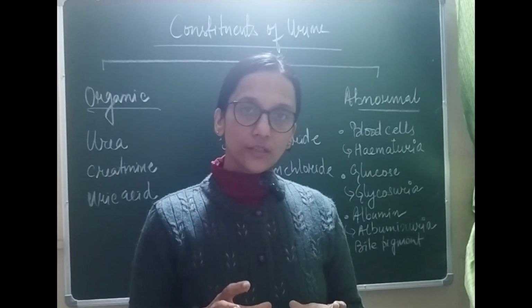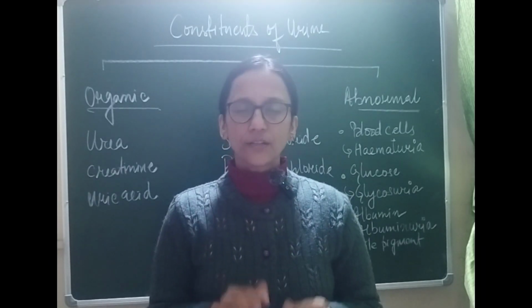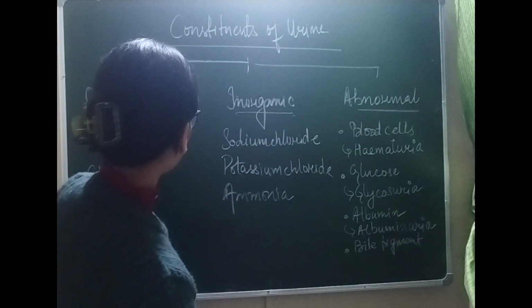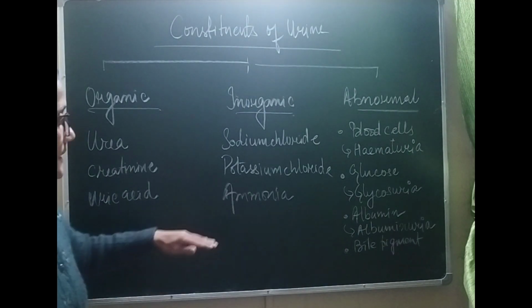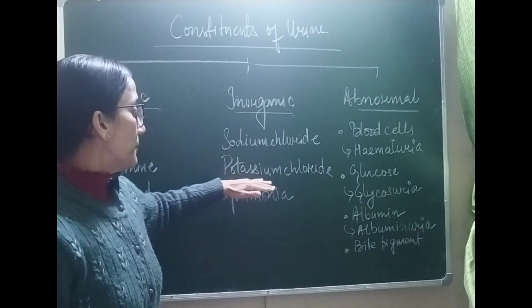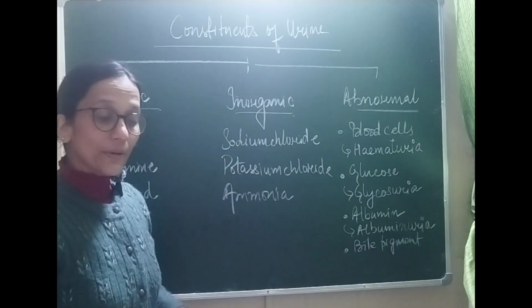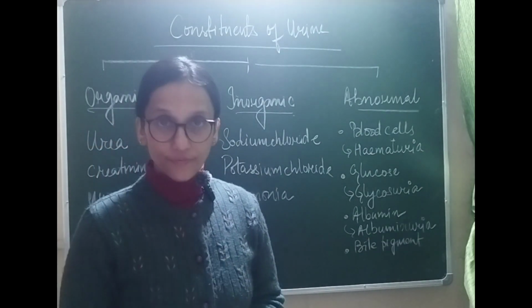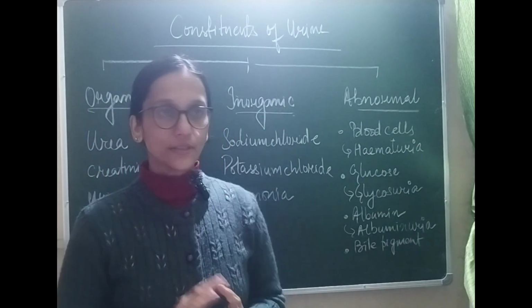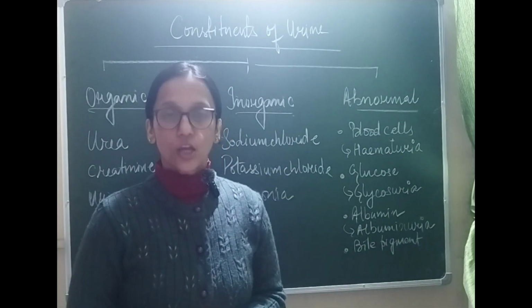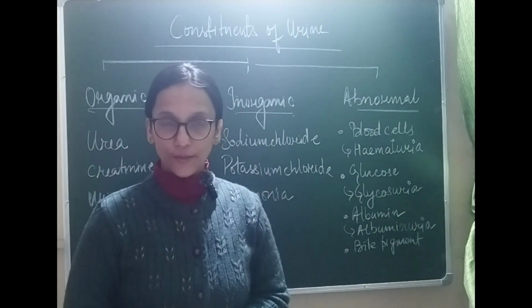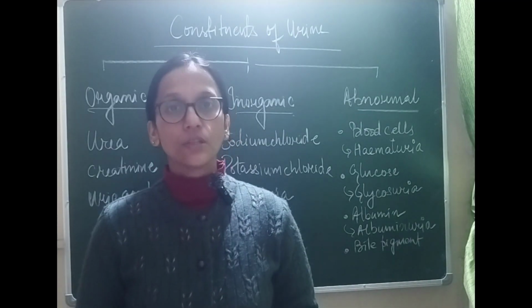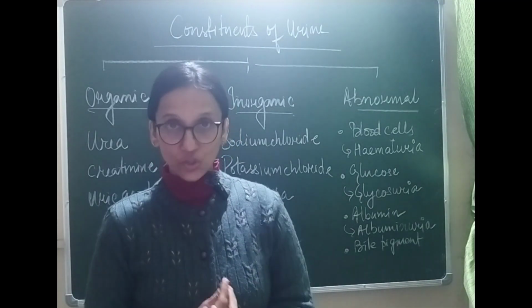Let us discuss what are the various constituents that are found in the urine. Under normal condition, in the urine you will get organic substances like urea, creatinine, which is also a type of nitrogenous waste, and uric acid. Inorganic substances like sodium chloride, potassium chloride and ammonia. But there are certain medical conditions where you may find abnormal substances in the urine, like number 1, presence of blood cells. So if there are blood cells found in the urine, such a condition is known as hematuria. This condition happens if there is urinary tract infection or if there is kidney stone.